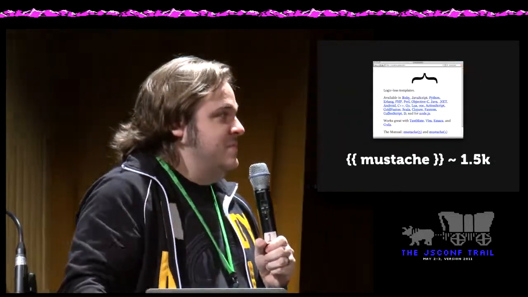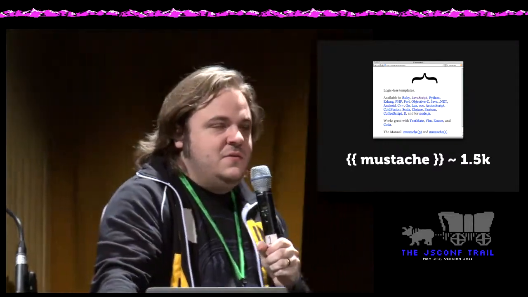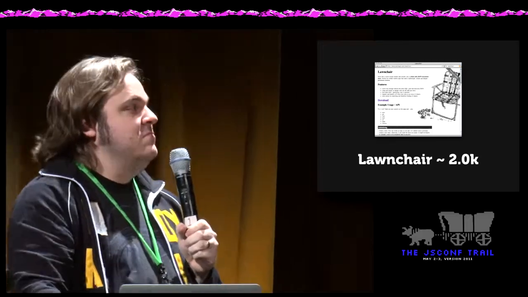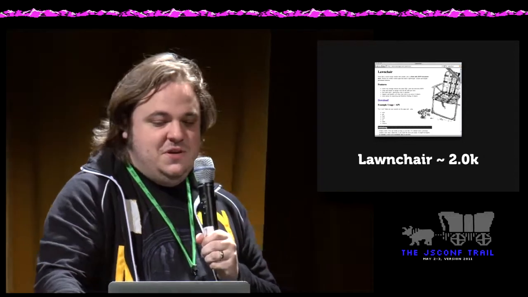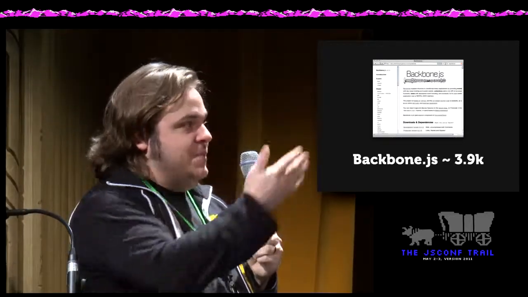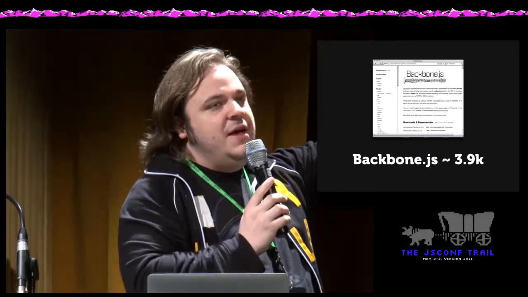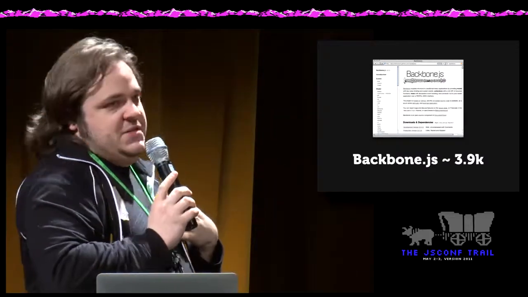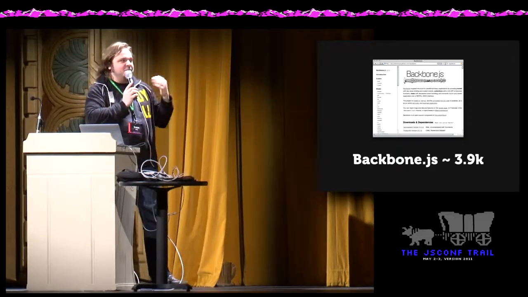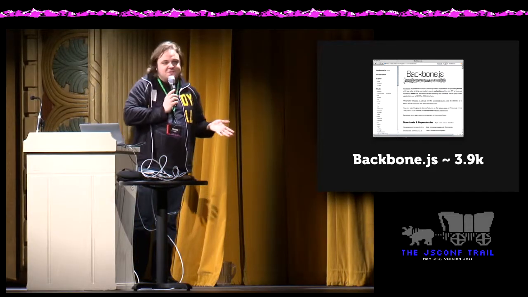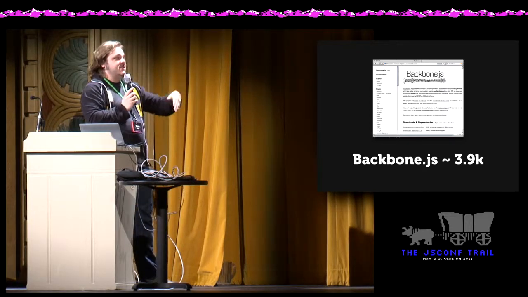So here are some examples. Mustache, it's 1.5K in size. It's awesome. Launcher, it's 2K. Launcher is pretty awesome, actually. You should check it out. Backbone, it's about 3.9K. There are also several other implementations of similar MVC client-side frameworks. Personally, I'm really not a big fan of MVC client-side stuff. I think in a lot of cases it's not the right choice to use. But there are cases where you need it, and there are several options.